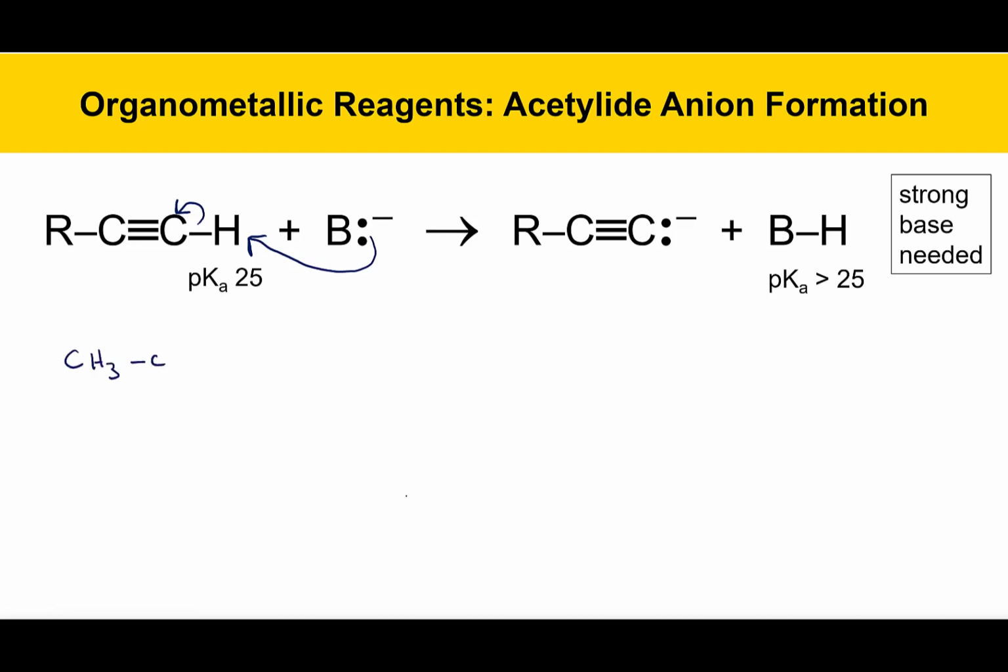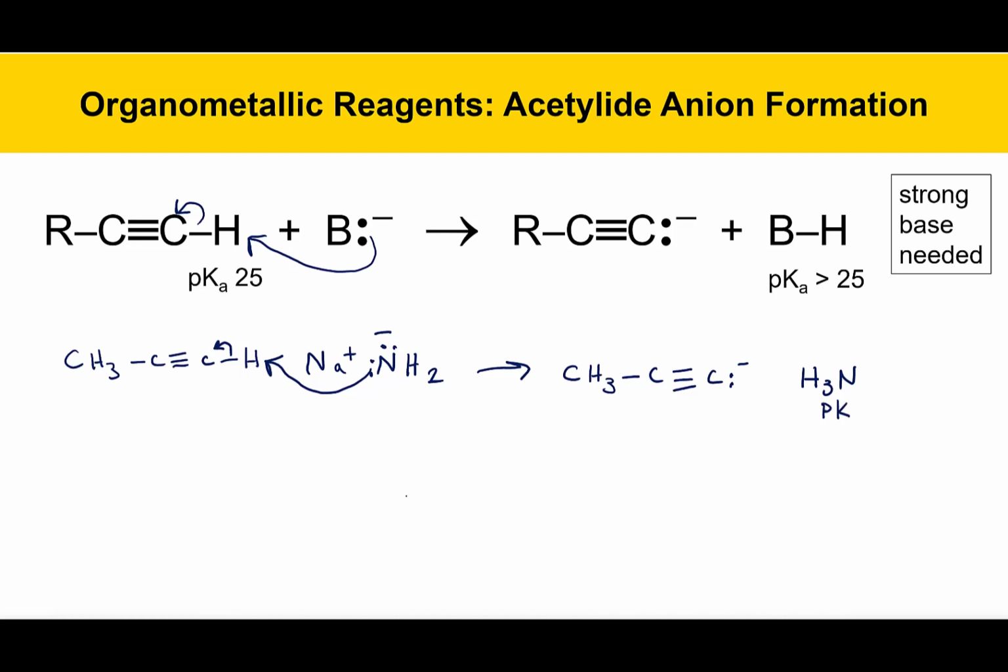In this first example, I'm going to show the following terminal acetylene compound being deprotonated by the base sodium amide. That's sodium with a nitrogen, 2 H's, and a negative charge. Those electrons go to grab the proton off the acetylene, the electrons go to carbon, and the result is an acetylide anion, and the conjugate acid is ammonia. That conjugate acid has a pKa value of 38, meaning that sodium amide is a strong enough base to pluck that proton off and generate the acetylide anion.